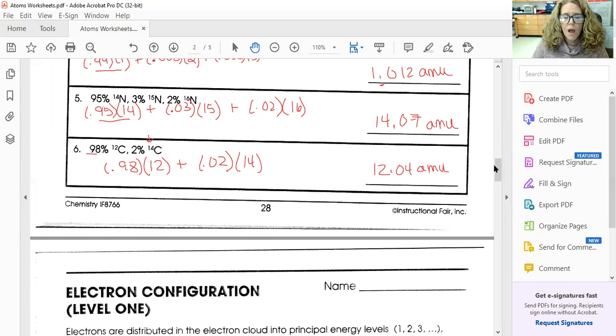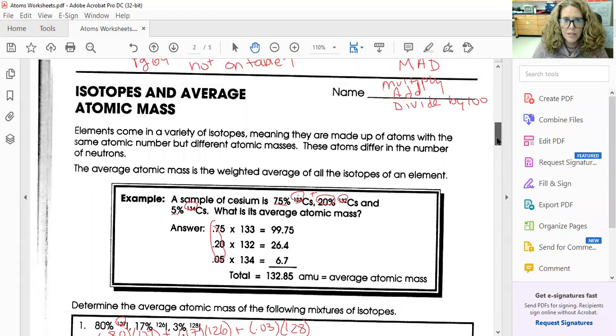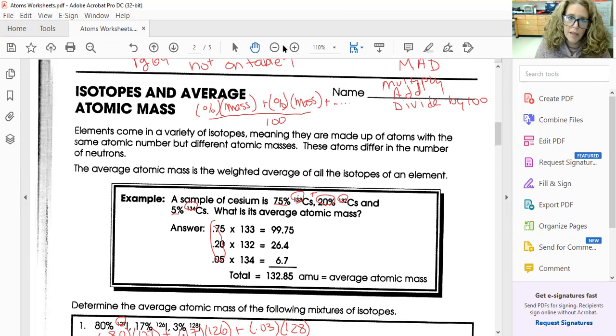All right, so this is how you do the average atomic mass formula. Let's go back up to the top. Here we have multiply, add, divide by 100. We take our percentage times our mass, and we take the next isotope percentage times mass, and we keep doing that, however many isotopes we have. And don't forget, divide by 100. When you made your percent a decimal, that takes care of the divide by 100. You don't divide by 100 twice. Making a percentage a decimal is dividing by 100 already.